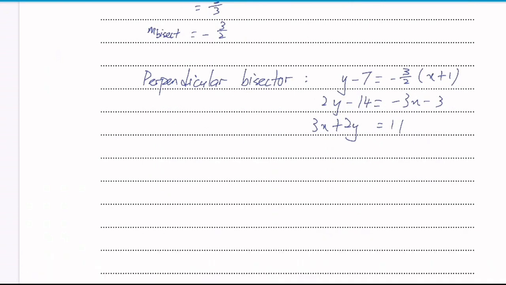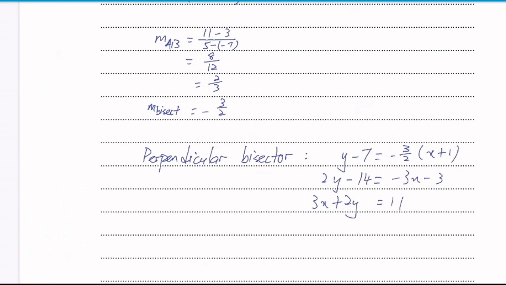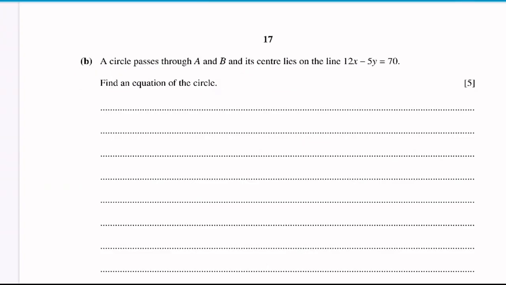So what does this perpendicular bisector have to do with the rest of the question? If you look at the other part here, part B, the circle passes through A and B, and the center lies on the line 12x minus 5y is equal to 70. So find an equation of the circle. The idea here is to actually use a little bit of geometry.